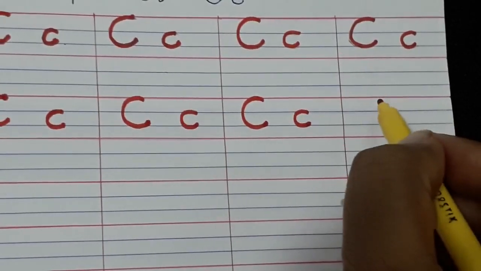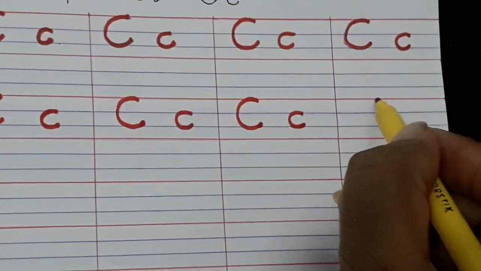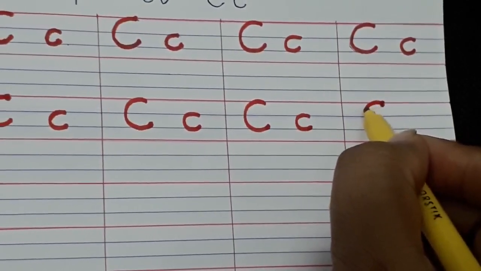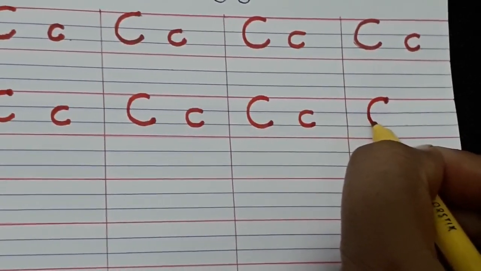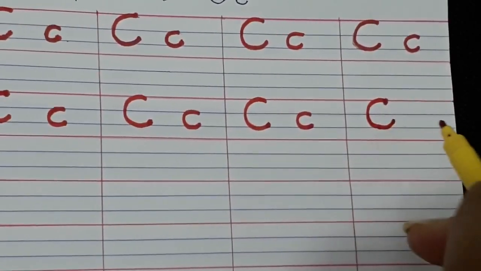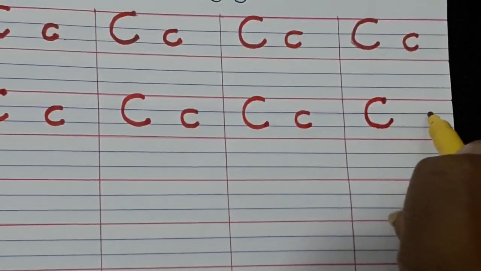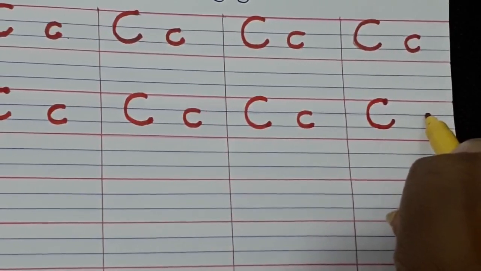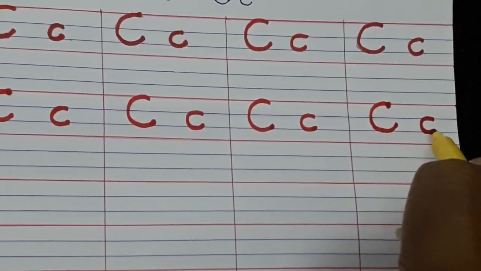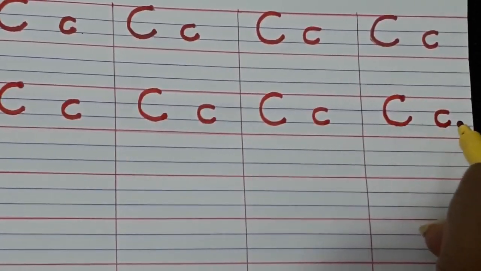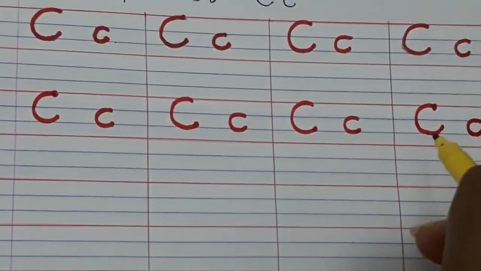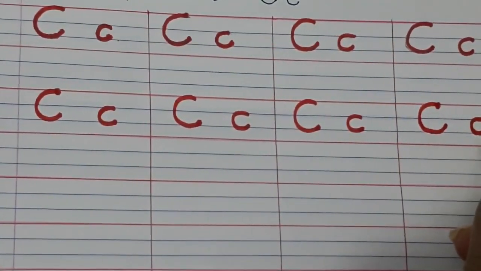And last time, put your pencil point on the red line and make a curve, go down, down, touch the blue line and go a little bit up. And put your pencil point on the blue line, make a curve, go down, touch the second blue line and a little bit up. So, this is our small c, capital C and small c.